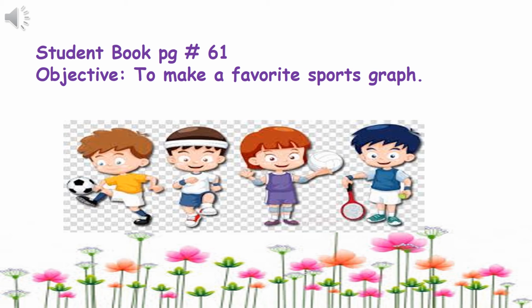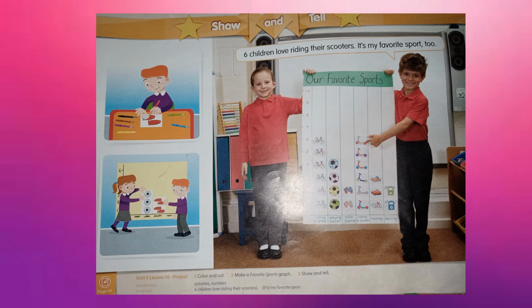Open page number 61. Objective of the lesson is to make a favorite sports craft. Look at the picture, what the children are doing. They are holding a chart paper and there is written our favorite sports. 6 children love riding their scooters.